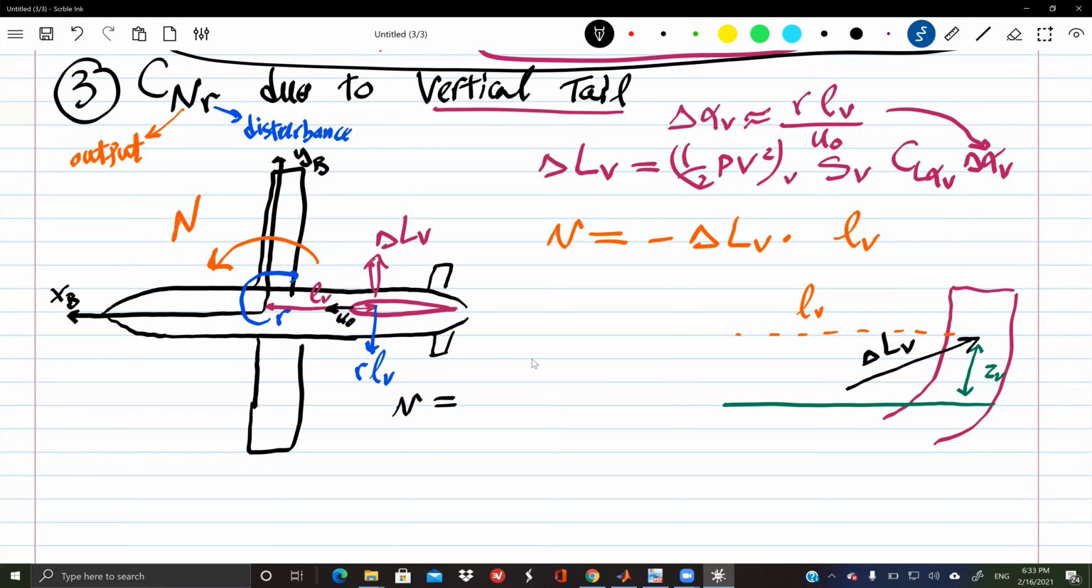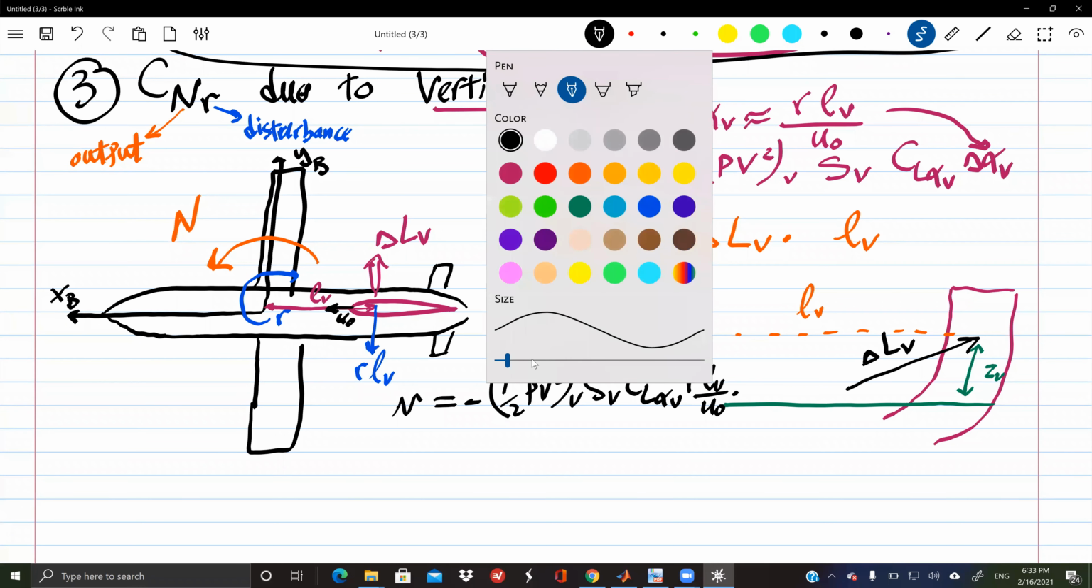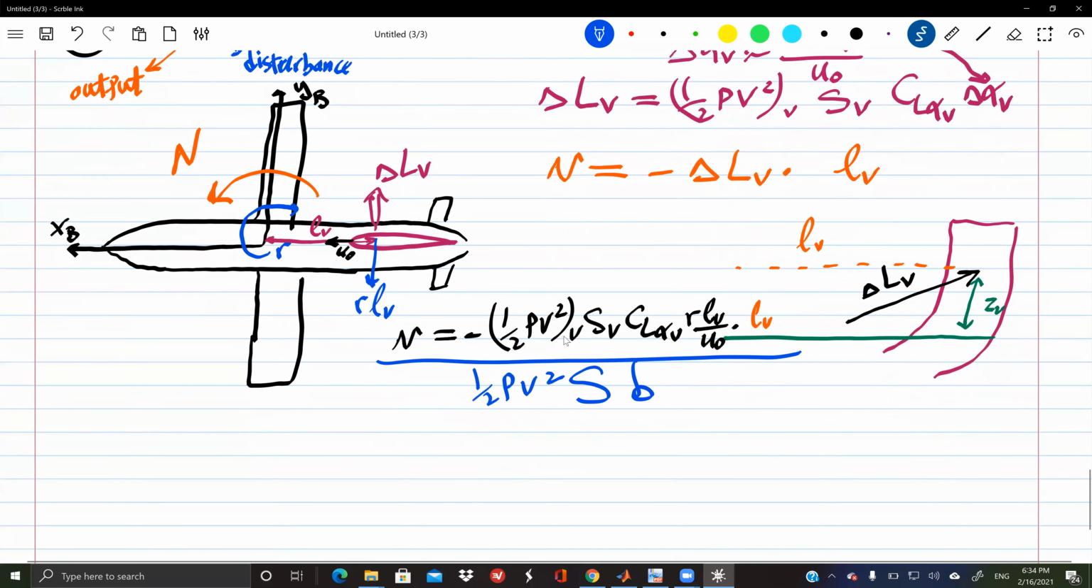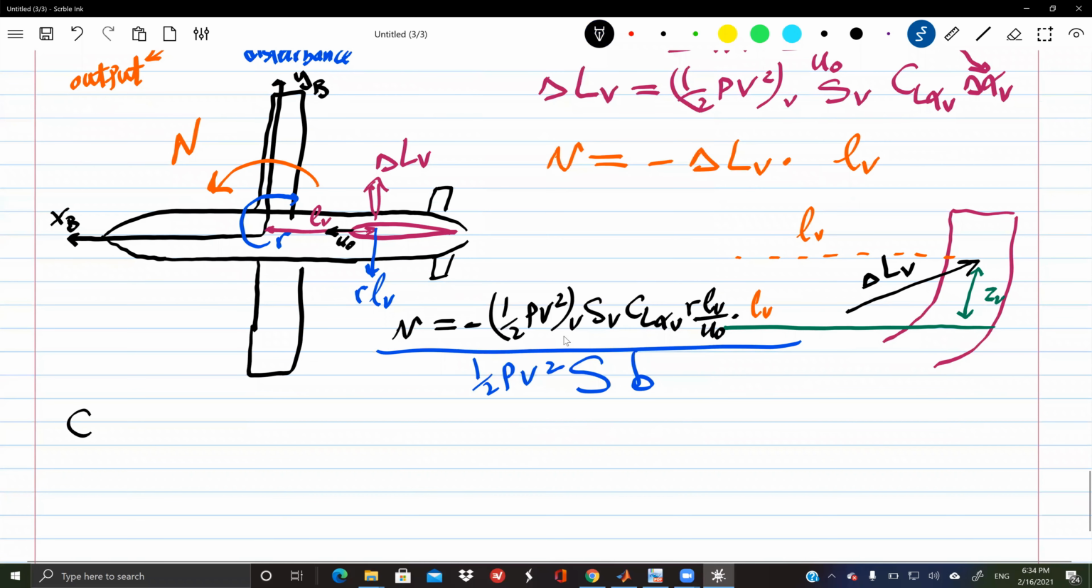So what is N? Well, N here is negative 1/2 rho v squared vertical tail, S vertical tail, CL alpha vertical tail, R LV over U naught, and I have another LV lingering. And as you guys expect, what is the next step? Can anyone tell what's the next step? Normalize. Exactly. Divide by 1/2 rho v squared of the entire thing, S B.